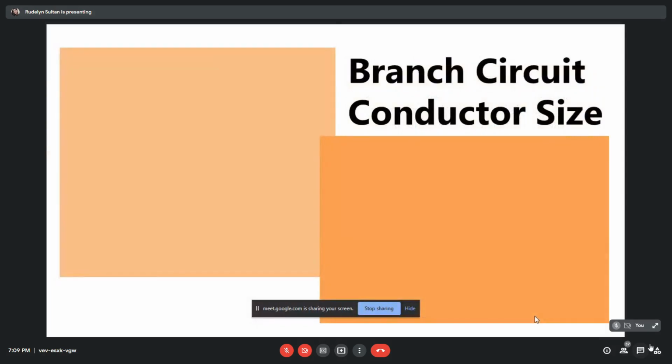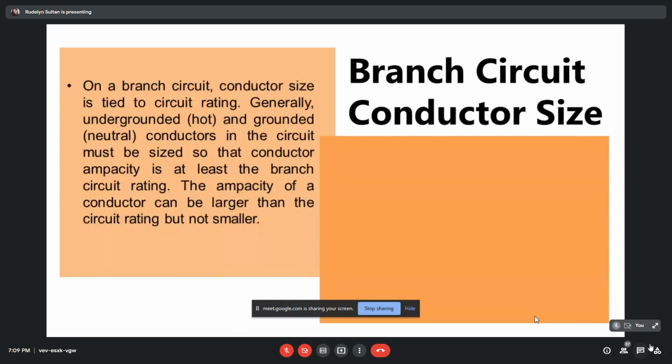Now let's move on to the next topic, which is the branch circuit conductor size. On a branch circuit, conductor size is tied to circuit rating. Generally, ungrounded or hot and grounded or neutral conductors in the circuit must be sized so that the conductor ampacity is at least the branch circuit rating. The ampacity of a conductor can be larger than the circuit rating but not smaller.